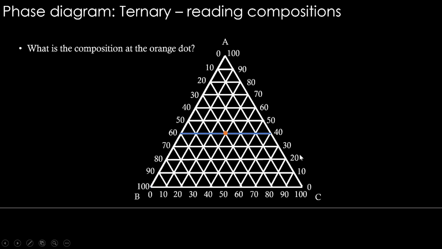We have to see where A content increases. In that axis, we have to read that. Do not read this 60. This is not A content. This 40 is A content because it goes from 0 to 100 like this. Right. So 40 is A content.